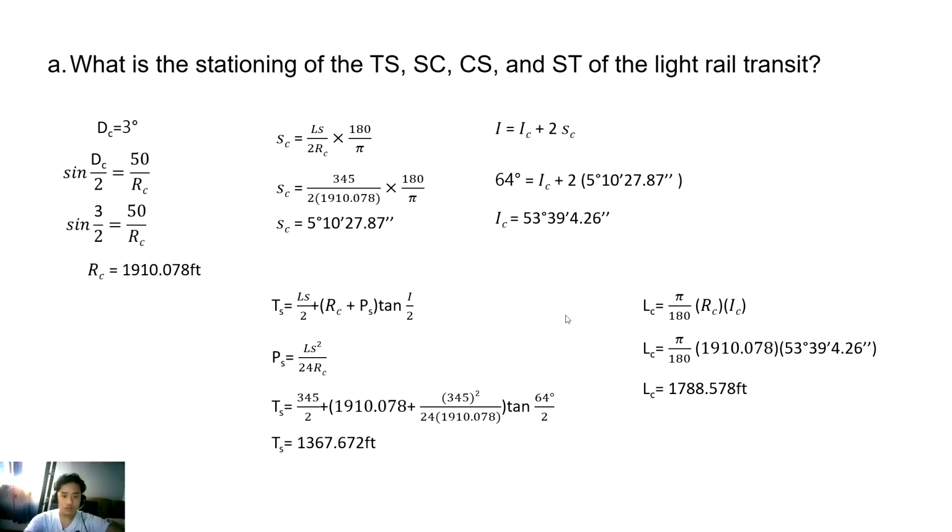So, next, kukunin natin yung LC. So, pi over 180 times RC times IC. So, binaligtad ko lang siya. Pareho pa rin. So, pi over 180 times 1,910.078 times 53 degree, 39 minutes, and 4.26 seconds. So, ang LC natin ay magiging 1,788.578.